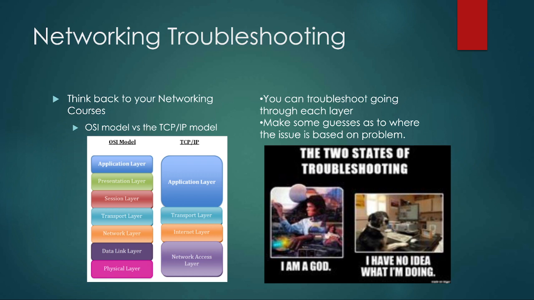Now we're going to talk about network troubleshooting. So when we talk about network troubleshooting, the first thing that I'm going to say is think back to your networking courses or your networking knowledge. Think about the OSI model and the TCP/IP model. Those layers are one way that we can go about troubleshooting. A second way that we can go about troubleshooting is making some guesses as to where the issue is based on the problem that we are having.